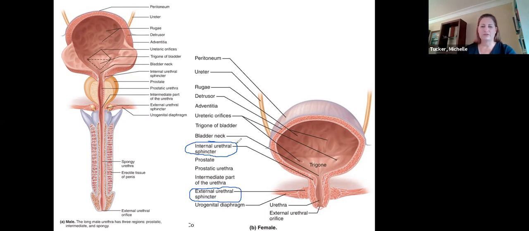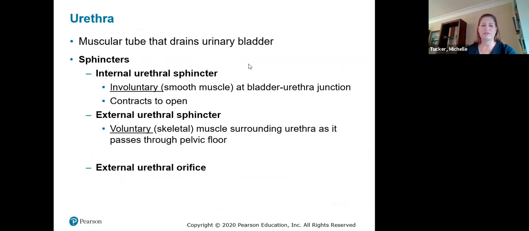The internal urethral sphincter is under autonomic nervous control. The external urethral sphincter is under voluntary, so skeletal muscular control. It is considered a reflex. Okay. So there are 2 sphincters that control urinary bladder drainage.